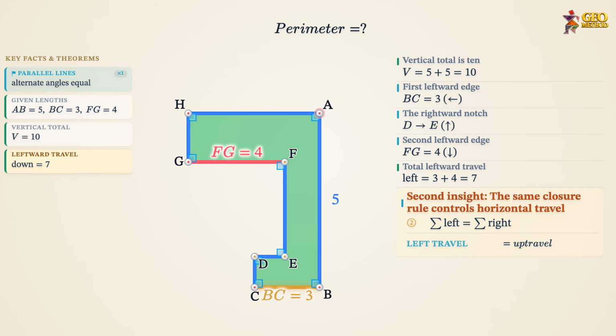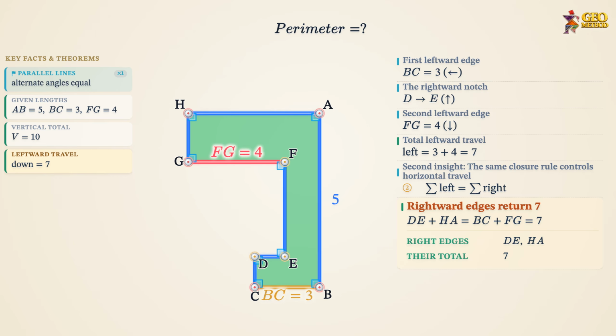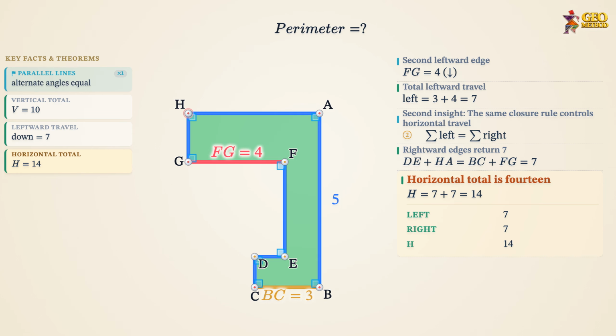A second insight now finishes the structure. The same closure rule controls horizontal travel. The 2 rightward edges, segment DE and segment HA together, must equal the 2 leftward edges, segment BC and segment FG, a total of 7. This does not say segment HA alone is 7. So the horizontal edges give 7 going left plus 7 coming back right, a total of 14. Now we have both halves, but let us see exactly why the notch matters.